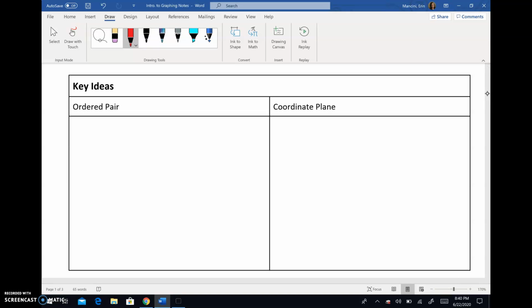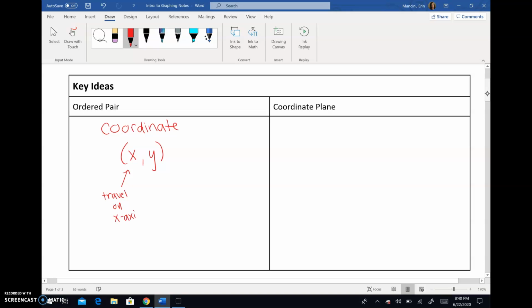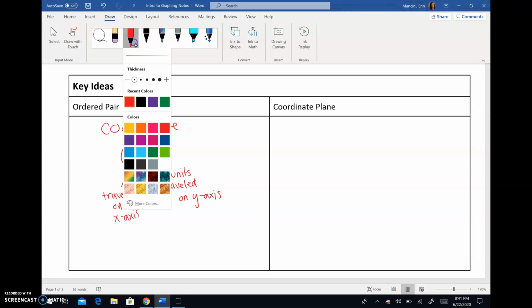An ordered pair is another word for coordinate. It is just x comma y. So it's a coordinate in the form x comma y in parentheses, comma in between, where x is how you travel on the x-axis. Make sure you write this down. And y is how you travel on the y-axis, or how many units, I should say. Units traveled on y-axis. So that's what a coordinate is. Another word for that is an ordered pair.